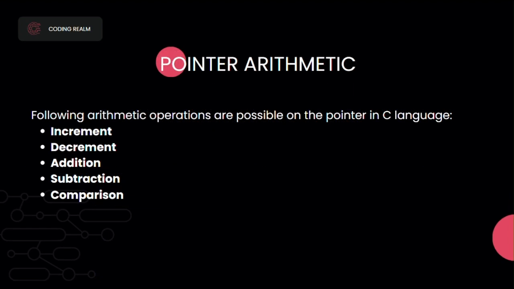Pointer arithmetic. The following arithmetic operators are possible on a pointer in C language: increment, decrement, addition, subtraction, and comparison. These are the arithmetic operators used in pointers.